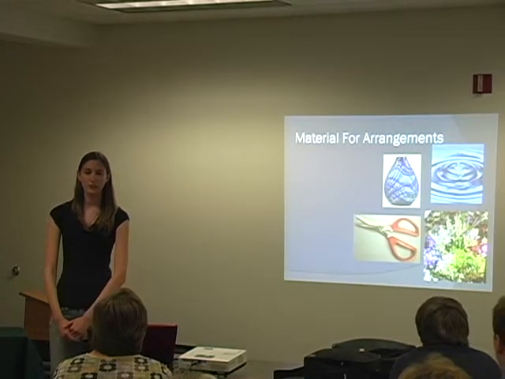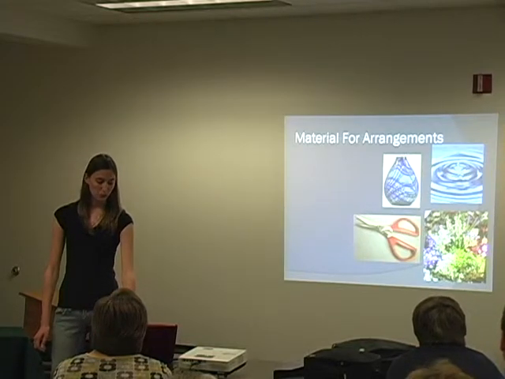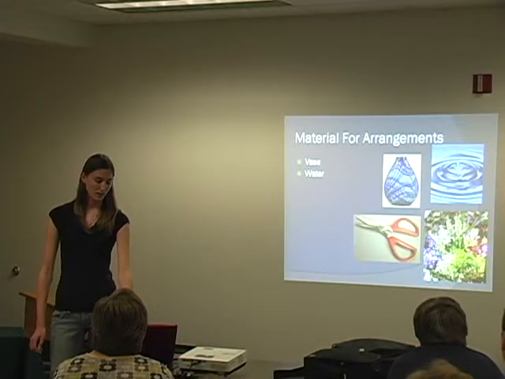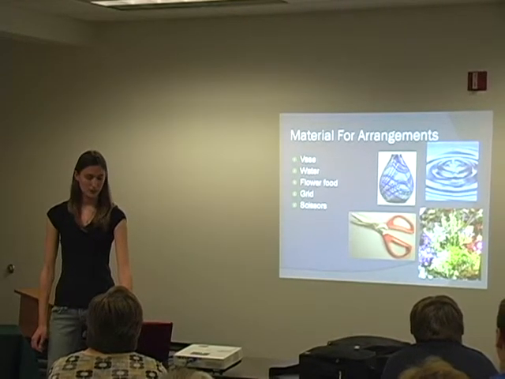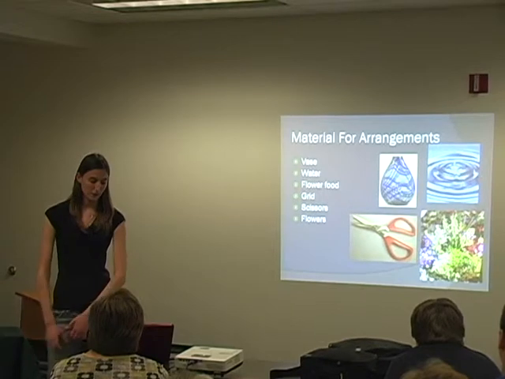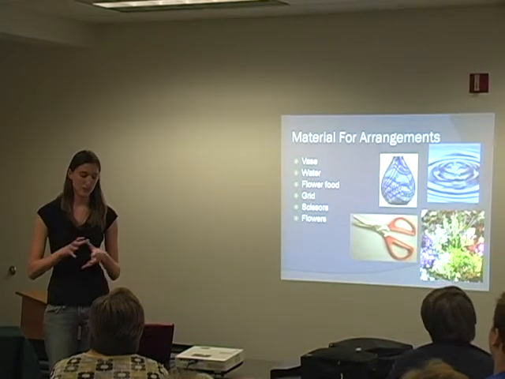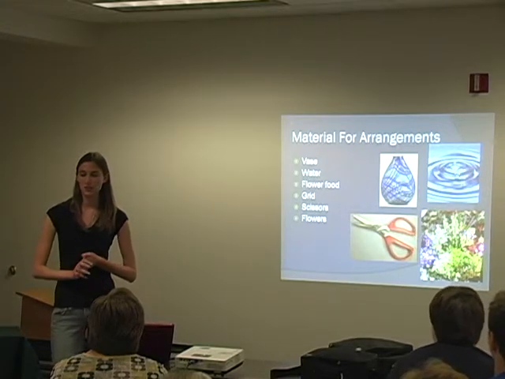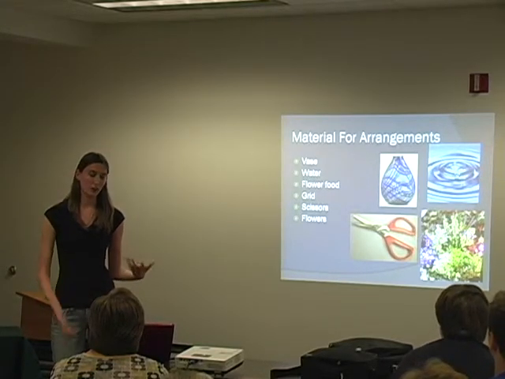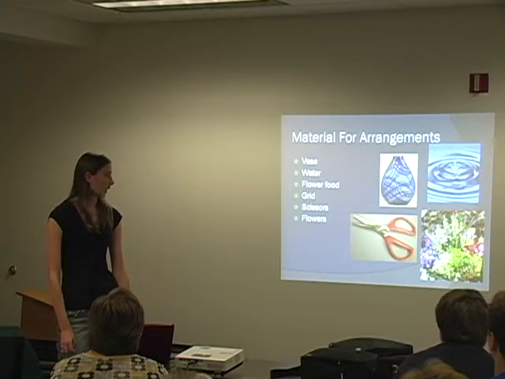Now, if you're going to make your own floral arrangement, you're going to need some materials. So you will need a vase, water, flower food, a grid, scissors, and of course, flowers. The vase and the grid help to keep the flower arrangement together. The water and flower food help to keep the flowers hydrated and healthy so that they will last longer. The scissors are used to cut the stems of the flowers.